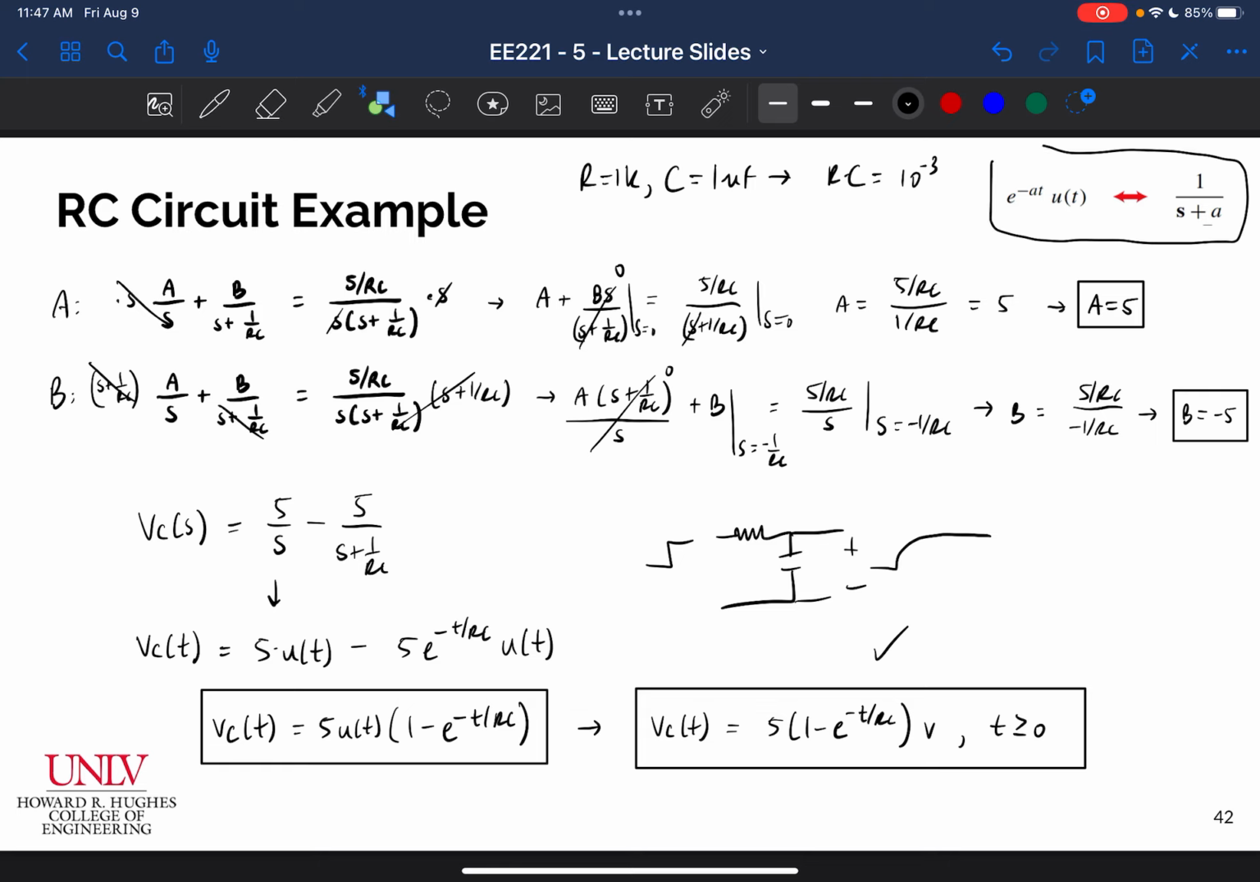If you have any questions, obviously, please feel free to let me know. But that pretty much does it for this RC circuit example. And I'll do one more example problem in the next video just to show this process again, but for an RL circuit that time. So we'll see you guys in the next video.